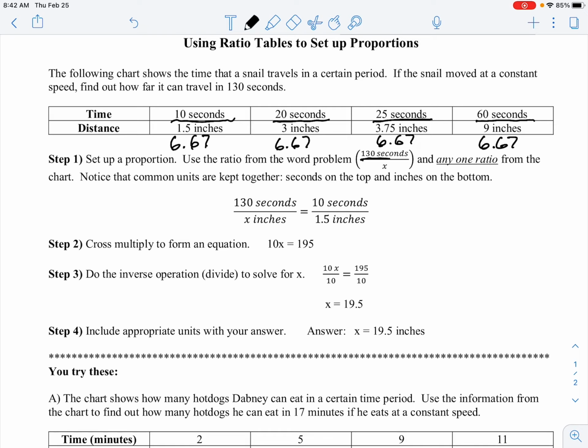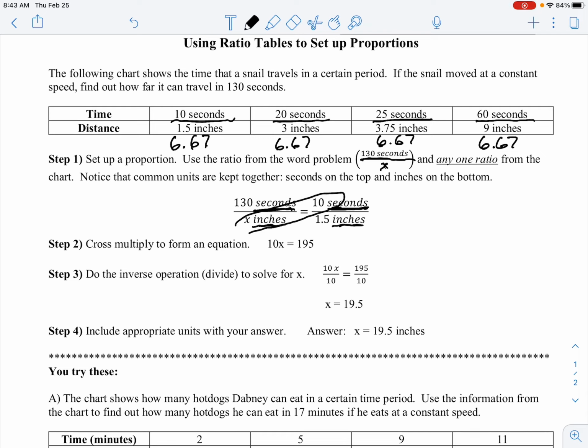So what they're doing is they're taking their 130 seconds over x ratio that they got here, because we don't know how far that snail went. That's what we want to know. And they're setting that equal to, well, they just went ahead and chose the first ratio there, which is allowed. You can do that. So 10 seconds over 1.5 inches. So remember, units, if you're doing seconds on top, then for both of our ratios here, seconds has to be on top, and then inches on the bottom. Units gotta be on the same level when you're setting up your ratios.